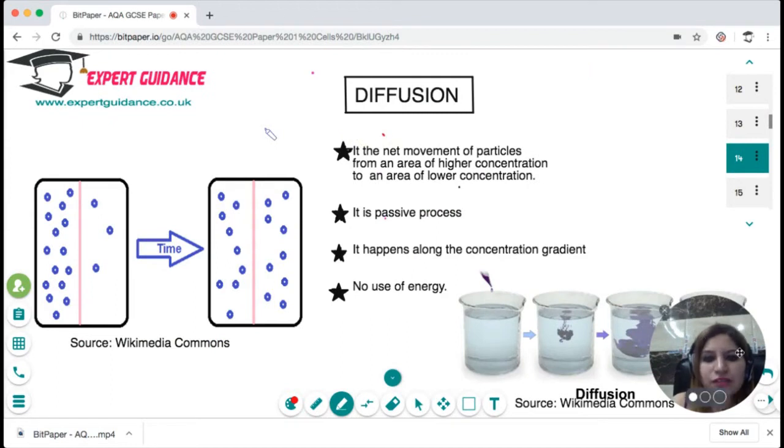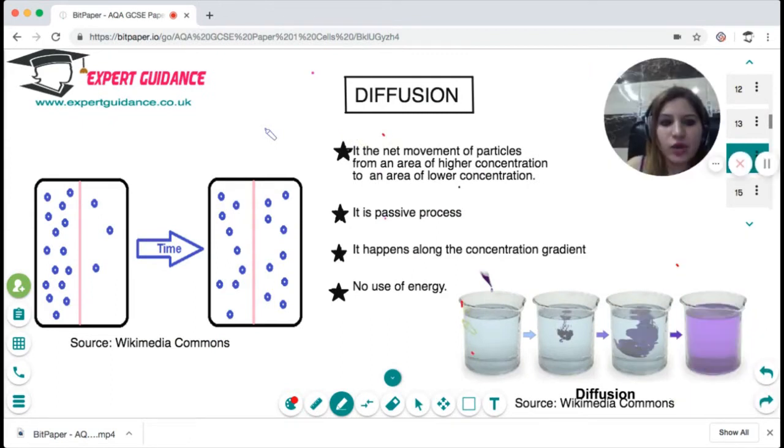Now, if you see this diagram here, this was an empty container of water and a drop of ink, which was purple in color, was dropped. This ink started to spread out, and it spread out evenly until the particles of the ink were evenly distributed in the water. You can see this in this example. There are more particles on the left side as compared to the right side. So with time the particles from the left side move towards the right side until the concentration of the particles is equal on both sides.